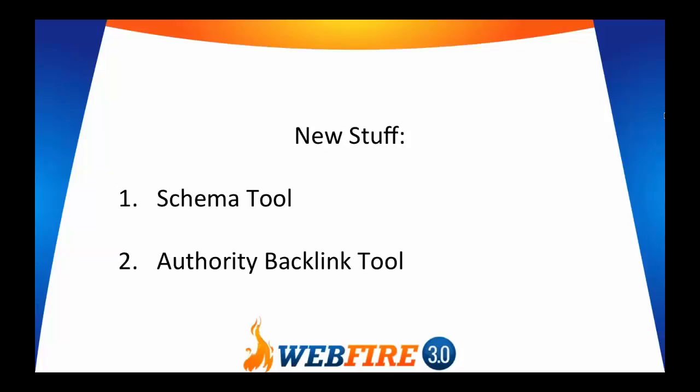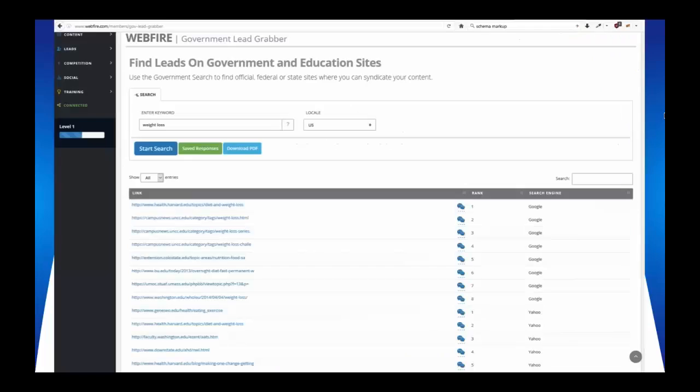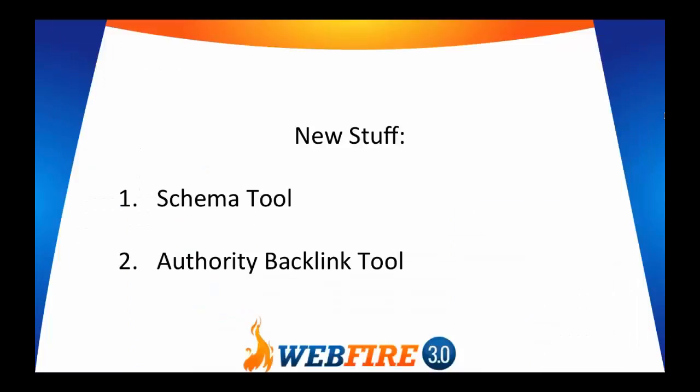So I'll talk about that and show it off, and then I'll talk about the new one that will also be released today in beta, which is the Authority Backlink tool, which helps you find authority backlinks from .edu and .gov type sites, and so on. I took some screenshots just in case, but I'll actually just show it to you live right now. So I'll just pause the screen for a second.